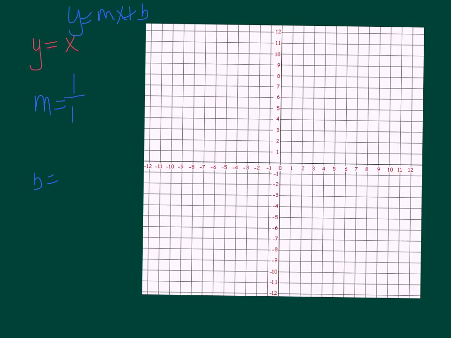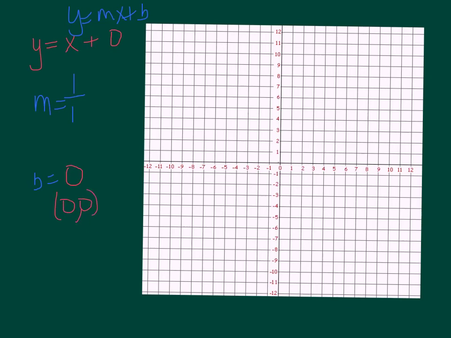Now my y-intercept is always off to the side here. It's either added or subtracted to the x. There's nothing there. You've got to think there's always a y-intercept unless it's a vertical line. What could be there that would not change my problem? A 0. If I add 0, does it change my problem? No. So my y-intercept is 0, which would be the origin, 0, 0.